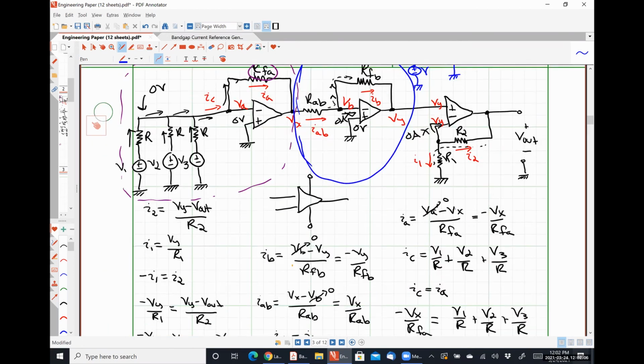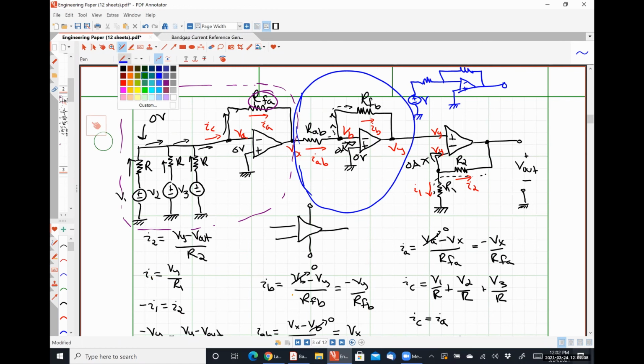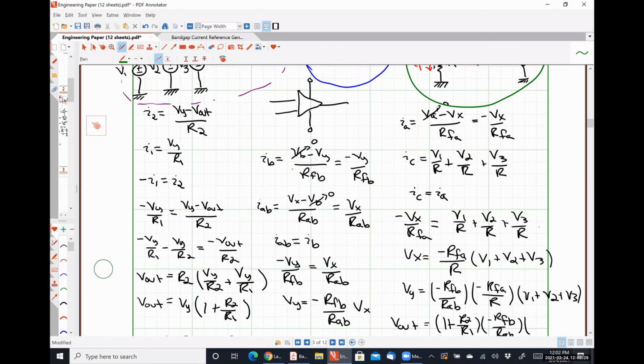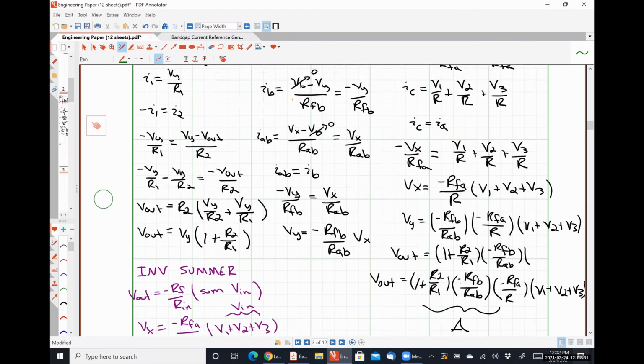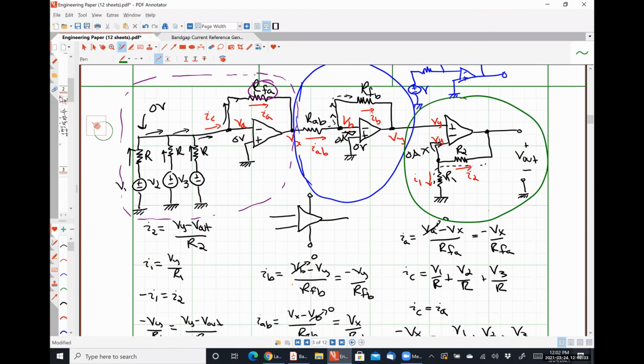So last one, let's do it in green. Again, we're just considering the op amp that's inside of the green circle now, and everything to the left of it is just an input voltage. And so it would look something like this. Right, okay, so this is a non-inverting op amp.